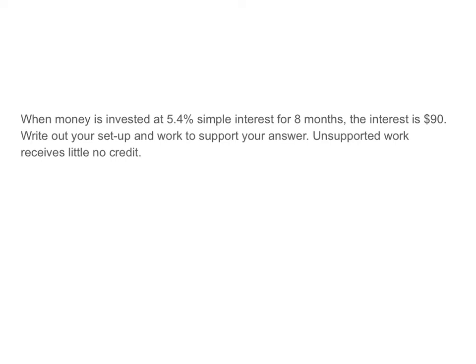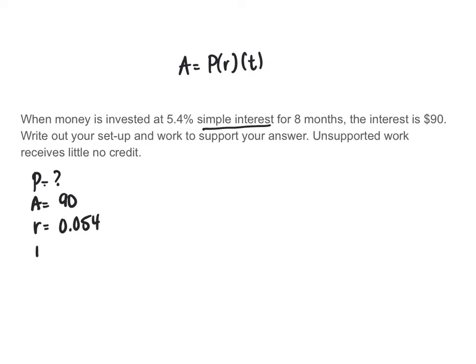So here's a simple percent problem that has simple interest, and simple interest is amount equals P times the rate times the time. And so P in this case would be the amount put in, which I don't know, but I do know A, which is the interest. And the simple interest rate, which is R, is 0.054. And the time frame is 8 months. And again, we can't deal with months, so we're going to do 8 divided by 12 to convert that.